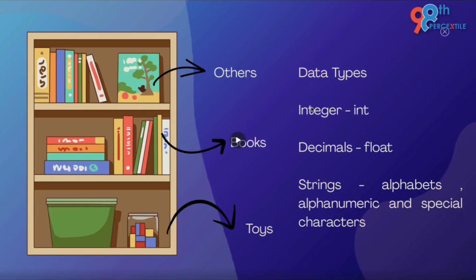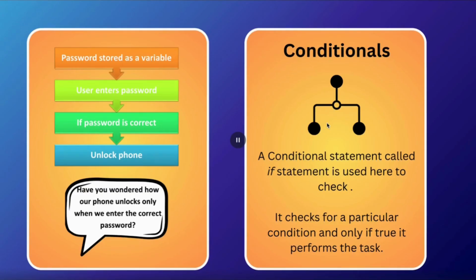So they are integers. Generally, we write int all in small. Decimals, we write them as float. And the third type of data is strings. They are nothing but your alphabets, like for example, Avinya. Alphanumeric, which is Avinya 1, 2, 3, and alphanumeric including the special characters as well. For example, you can say, Avinya edutech at the rate of 1, 2, 3. So these are the data types that a variable can hold.